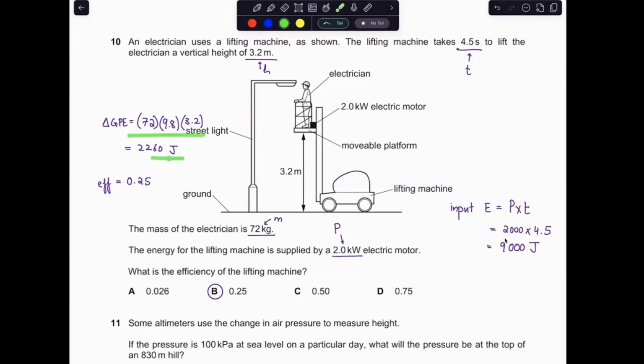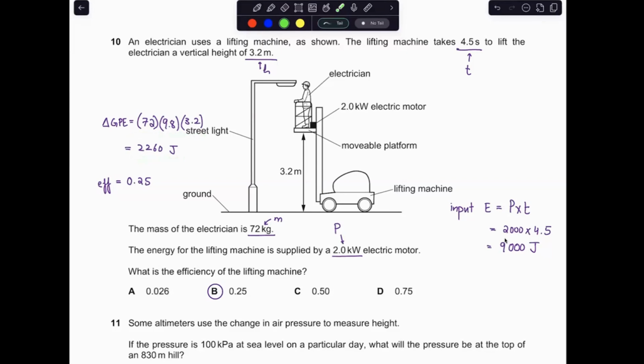So that's why we've calculated the gravitational potential energy here. Now, it cannot be the other way around. As in, if we look at the movement of the electrician, that of course is not going to be the input. Why? Because the motor is not running because the person is moving up. It's exactly the opposite. The person is moving up because of the motor. That means the motor provides the input, and as an output, the person moves upward.